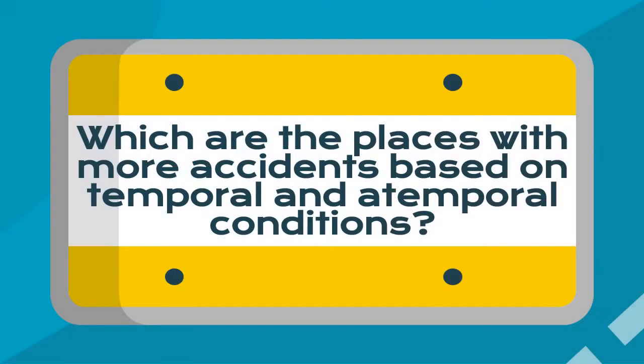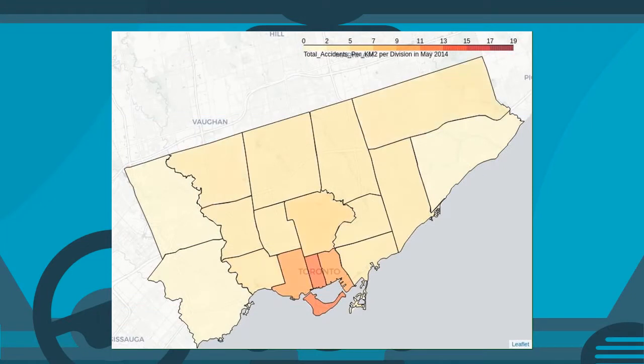The problem we want to address is which are the places with more accidents based on temporal and atemporal conditions. First, we delimited the area in which we wanted to focus the most. So, this video shows the total accidents per square kilometer each month from 2014 to 2020.